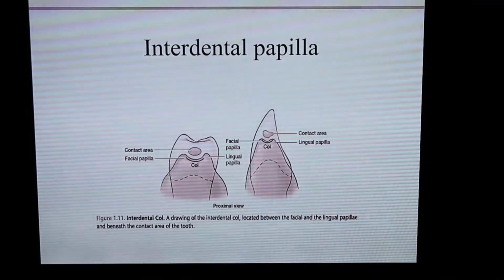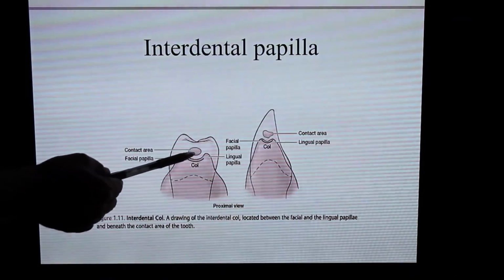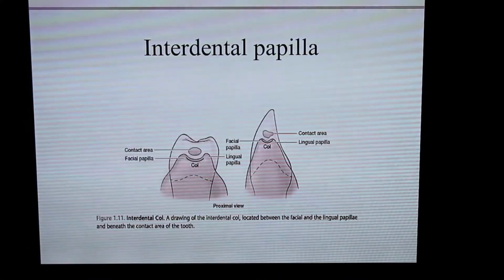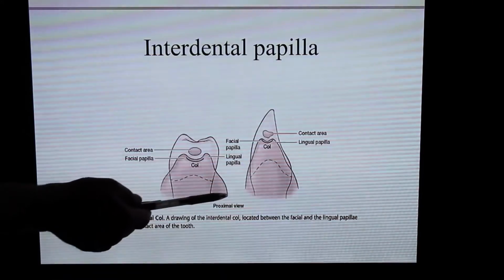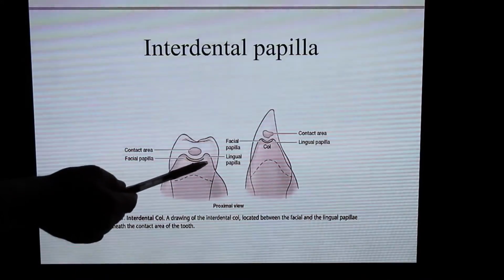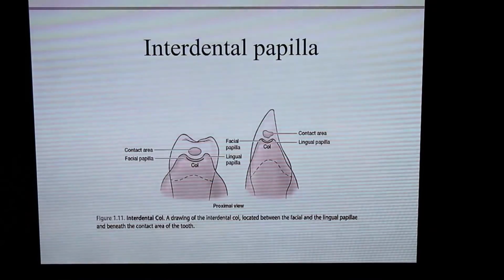See, this is a slide which shows the exact picture of contact area between two adjacent teeth. This is facial gingiva, this is lingual gingiva, and this is col. This is part of interdental gingiva. Col is generally non-keratinized, and it is supposed that it is the place from where periodontal disease starts.